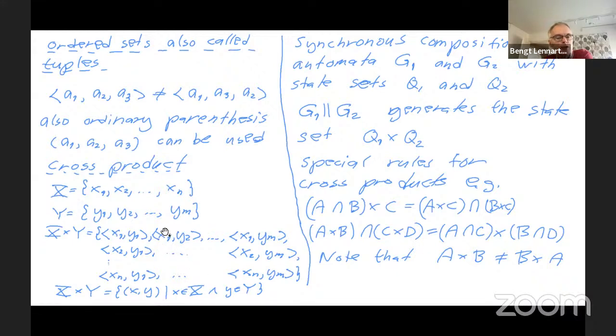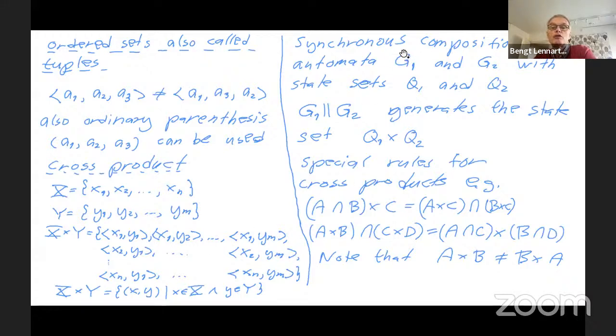So that means actually that the order here doesn't matter, because this is a set, but the element in itself is a tuple or an ordered set. So remember that the whole thing here, the cross product, is a set where you can take any order of the elements, but the individual elements are in themselves tuples or ordered sets.